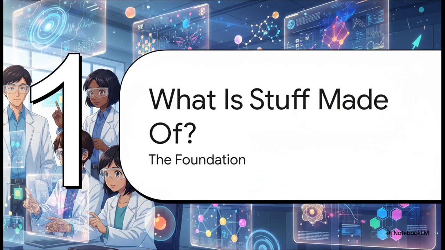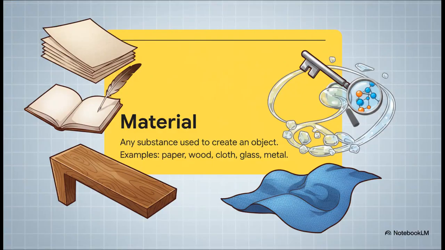To find that answer, we've got to start at the very beginning, with the absolute foundational building blocks of our physical world. And you know what? It all comes down to one simple word: material. A material is just any substance that's used to create an object. It's the paper in your book, the wood in your table, or the metal in that key we just saw. It's the what behind every single thing.